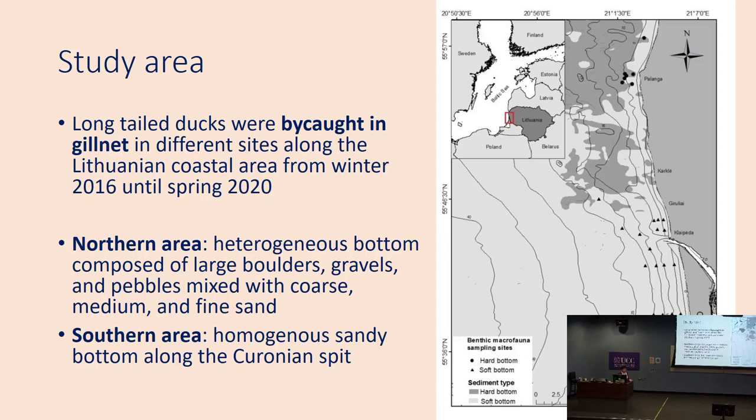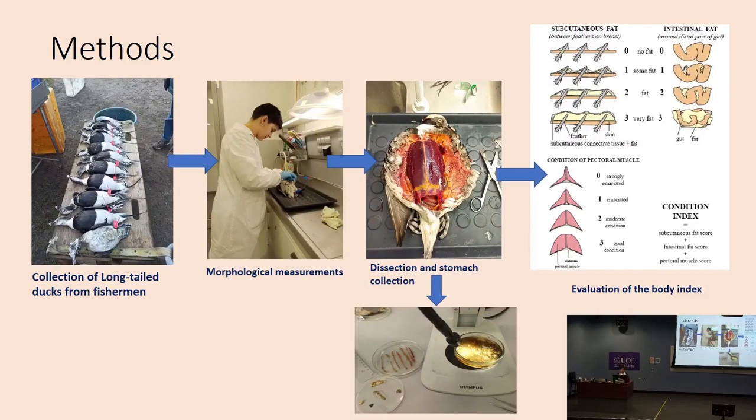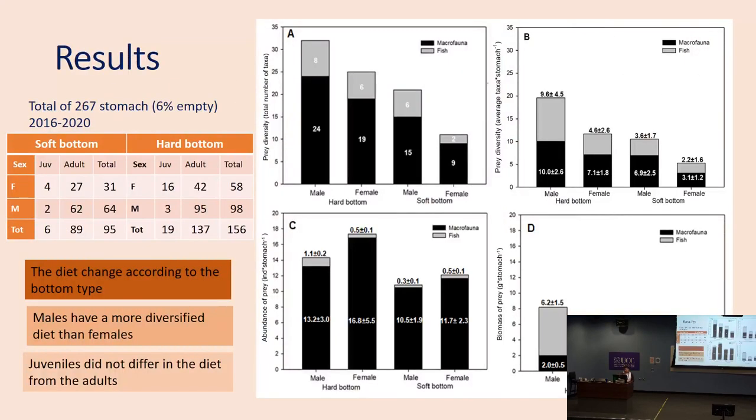In this study area, we collected the long-tailed duck from the winter of 2016 till the spring of 2020. We were collecting bycaught long-tailed ducks from fishermen. We took them to the lab for morphological measurements and for dissection, and we collected the stomach content, but also evaluated the body index. Once we took the stomach content to the lab, we identified the species, weighed them, and measured the length. The results were based on a total of 267 stomachs, and only 6% of them were empty.